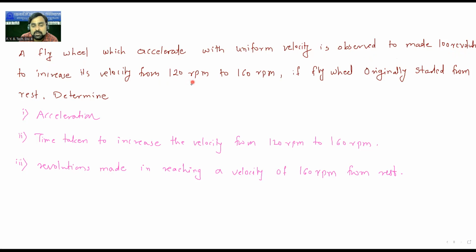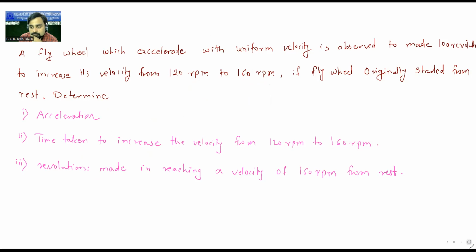So initial velocity 2 pi n upon 60, n is 120. 2 pi into 120 divided by 60. That is the initial velocity. Final velocity is also known to us. 2 pi into 160 divided by 60. And determine acceleration, time taken, and revolutions made. Very simple problem is there. So we will solve it now.